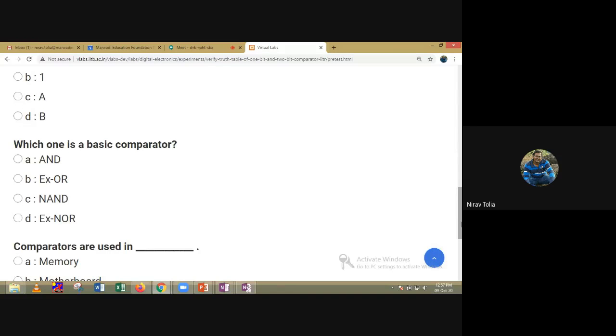The next one: which one is a basic comparator? Which one are we using for the basic comparator? Rajesh, Mahima, Chintan, Anand. Okay, so almost all of you are giving the right answer. It is the exclusive NOR.